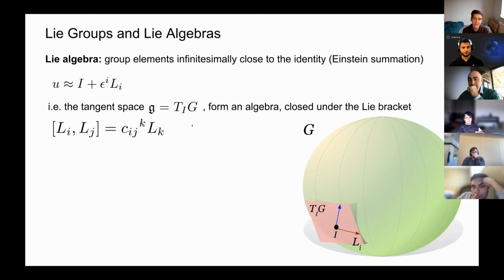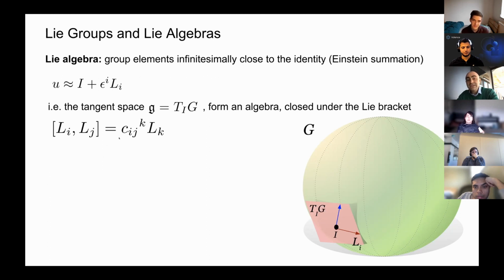Okay, so what's the C right here? Oh, so these C's are called structure constants of the Lie algebra. And they basically define the structure of the Lie algebra, which is mapped to the structure of the group. They tell us how much we go into each L direction, right?